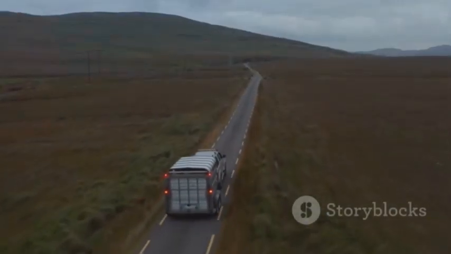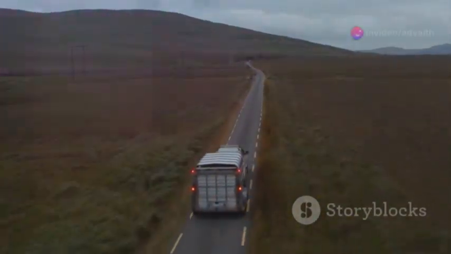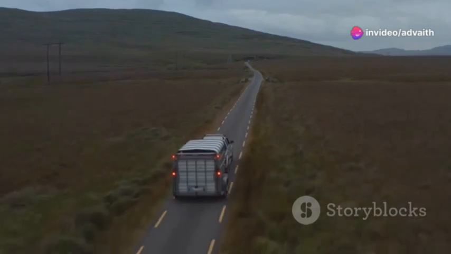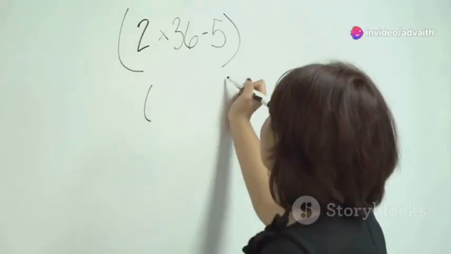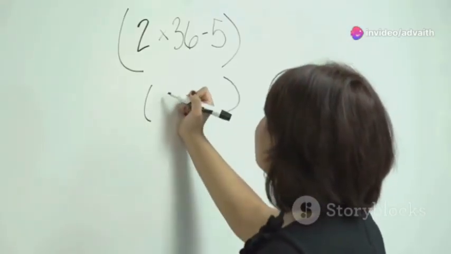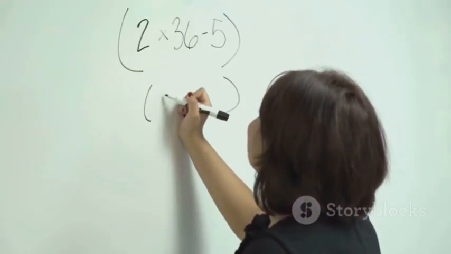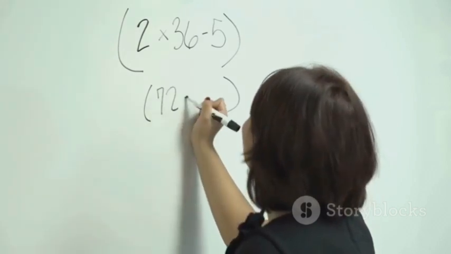Speed is all about how fast something is moving. It tells us how much distance an object covers over a certain amount of time. We can calculate speed with a simple formula. Speed equals distance divided by time.